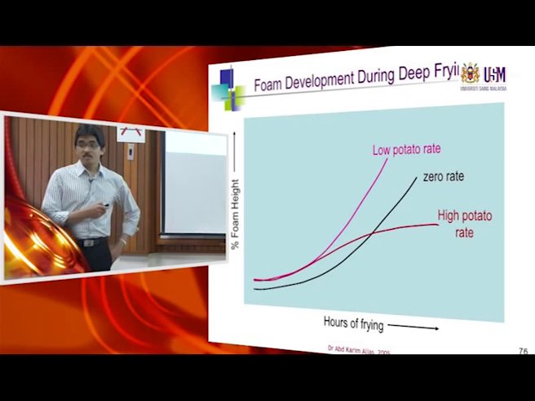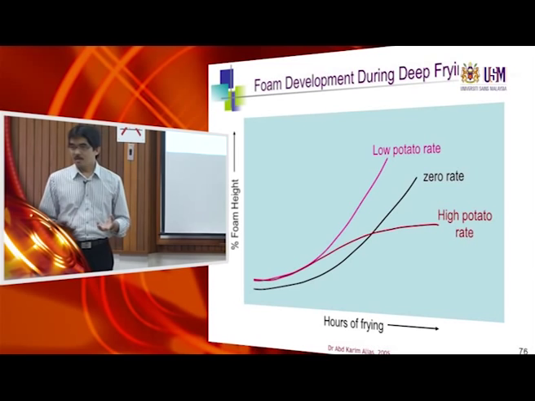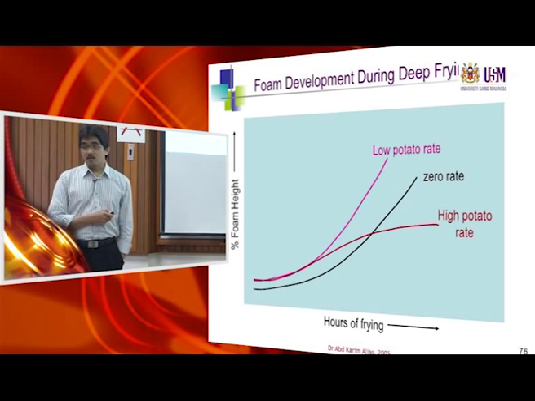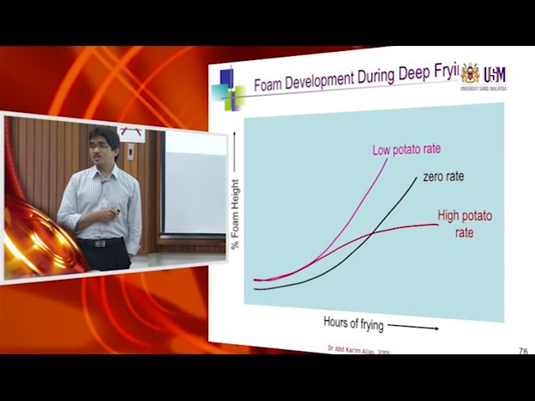So here, in the presence of potato, of course, we can understand the potato contains water, right? More potato, more water will be released, come into contact with the oil, form free fatty acid. Less potato, less water, less free fatty acid. Zero rate, no potato. Why? We still have free fatty acid. Why do we still have free fatty acid form?